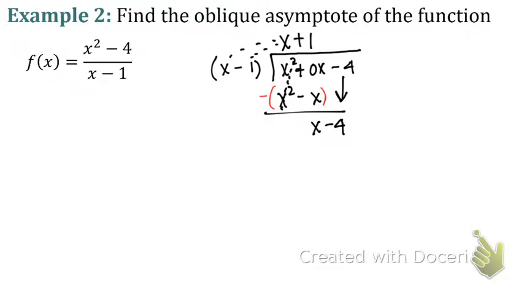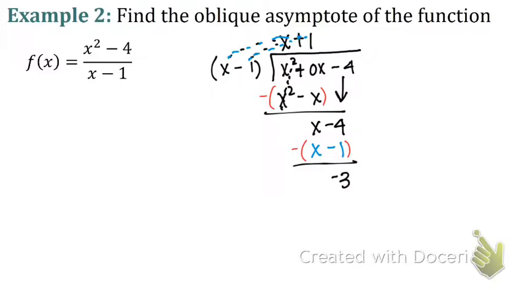And this time, 1 times x is x. And 1 times negative 1 is negative 1. And remember, I'm subtracting these. And I'm going to say x minus x is 0, right? I don't even have to write that 0. And negative 4 minus a negative 1 is a negative 3.